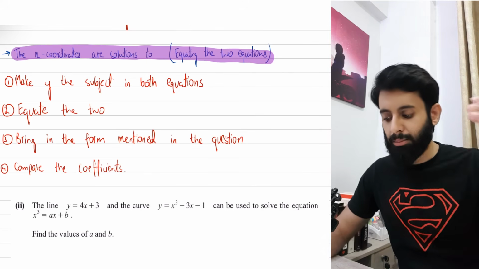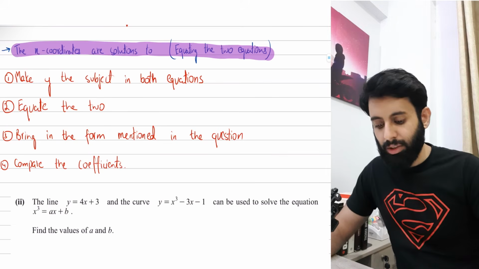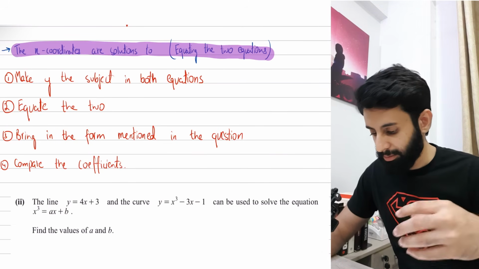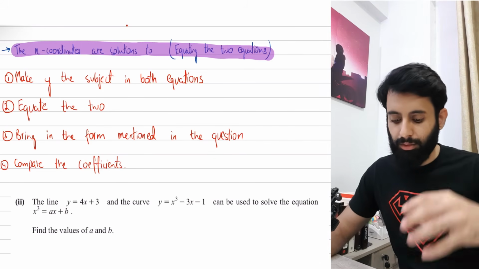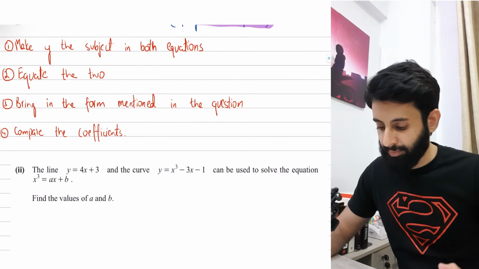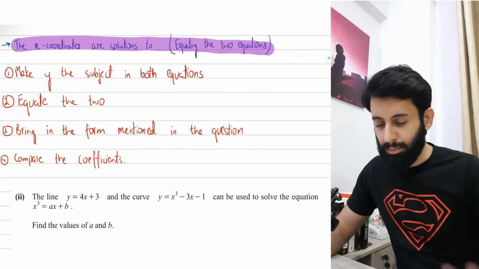In fact it's right up there with tangent. The question will say that the x-coordinates are solutions to a certain equation you'll be given, and then you'll be asked to find the missing values of that equation. I'm just about to solve the question, so you'll find out exactly what I'm saying. A couple of steps to follow: first, make y the subject in both the equations.